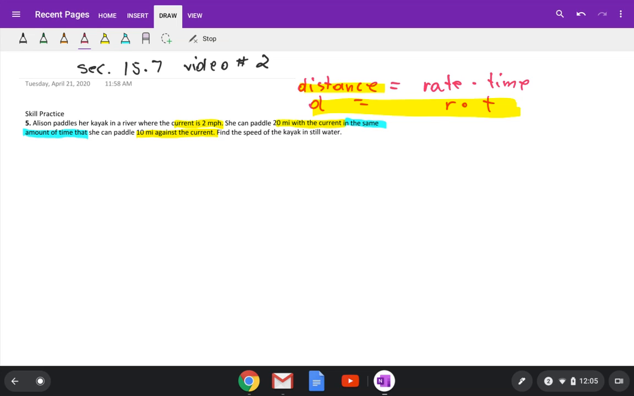So that's going to be our x. Okay, so again, x is the speed of the kayak in still water.